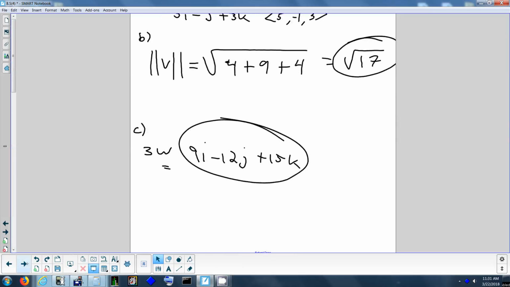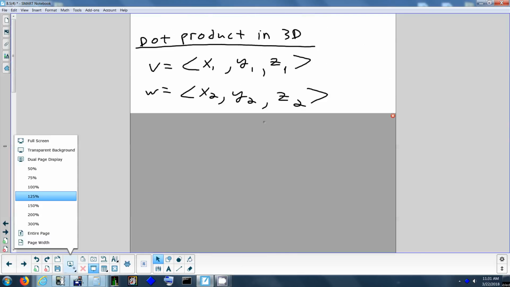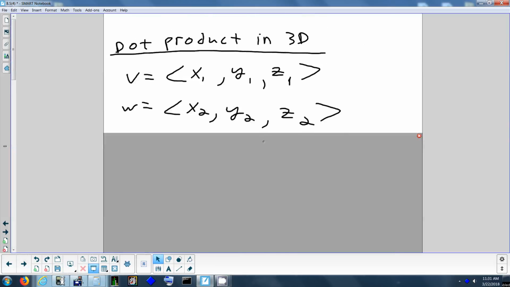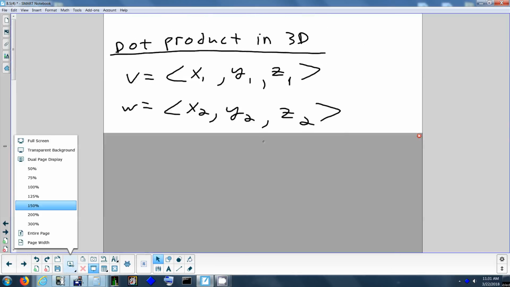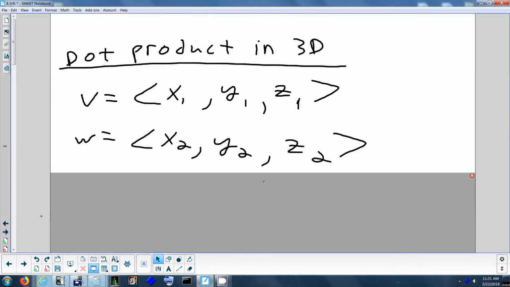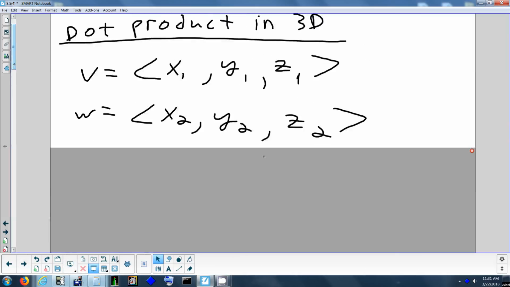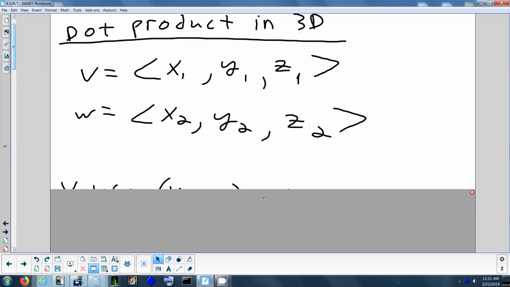All right. So next thing. So now we're up to where we were yesterday. Okay, when you learned dot product in 3D, or in 2D, I'm going to show it to you in 3D. Okay, to do a dot product in 3D, the first thing you need is two 3-dimensional vectors. V and W are my vectors. X1, Y1, Z1 are the components of the first vector. X2, Y2, Z2, those would be the numbers in the second vector.